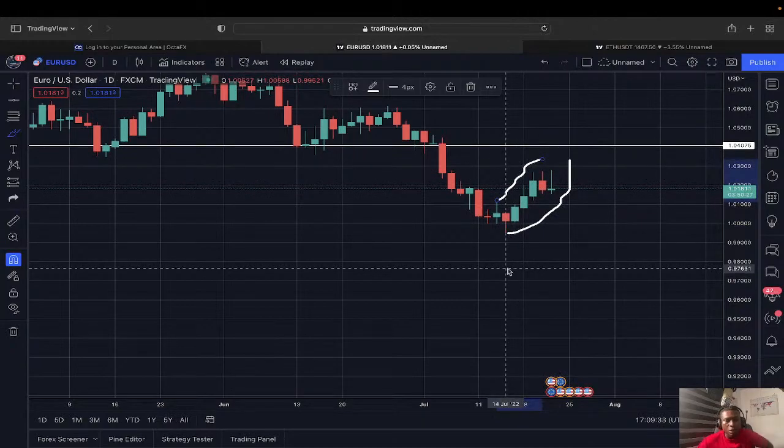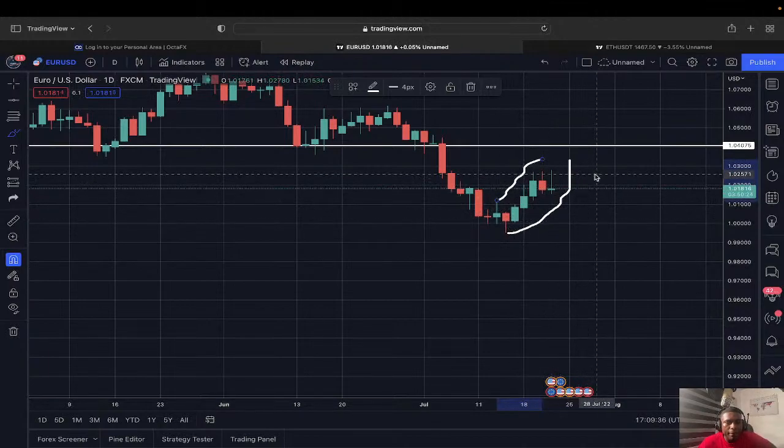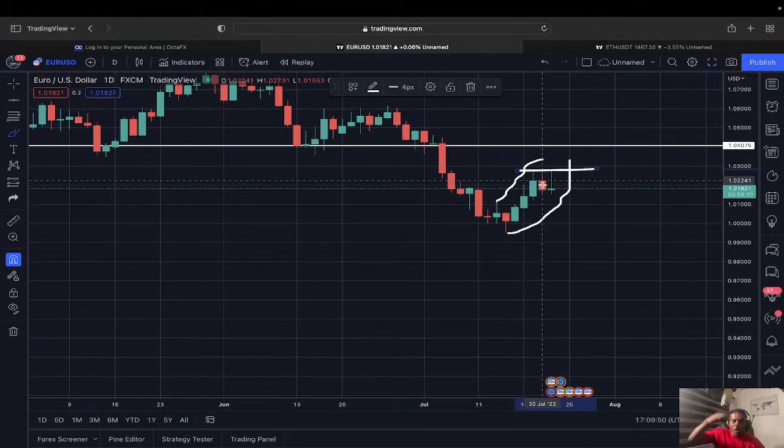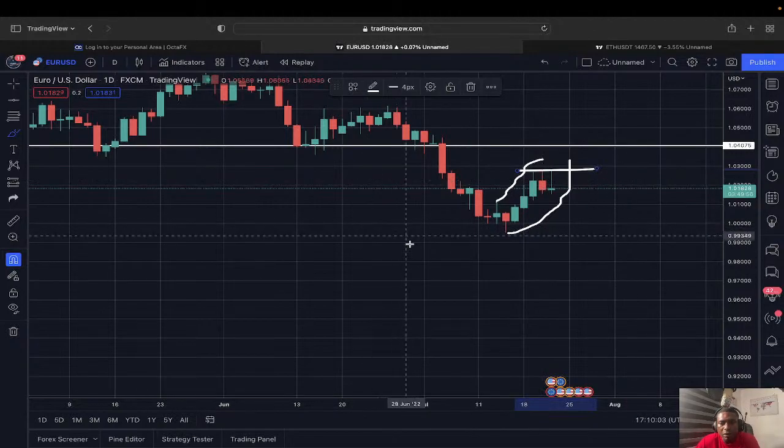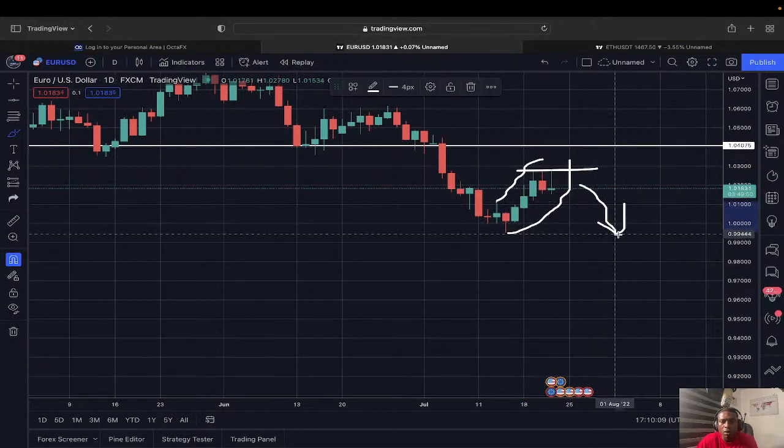Now that we have a pullback, you would see that rejection signals are up here. You see the wicks indicating sell pressure on the market. After the pullback, we look out for what? A continuation in the market direction.